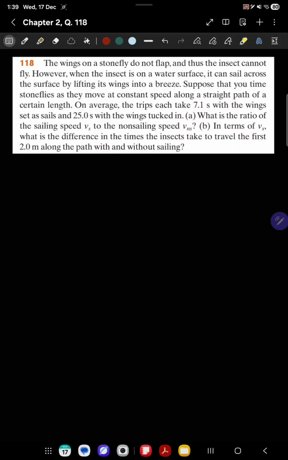The first part is: what is the ratio of the sailing speed Vs to the non-sailing speed Vns? The second part is: in terms of Vs, what is the difference in the time the insects take to travel the first 2 meters along the path with and without sailing? So we should start.